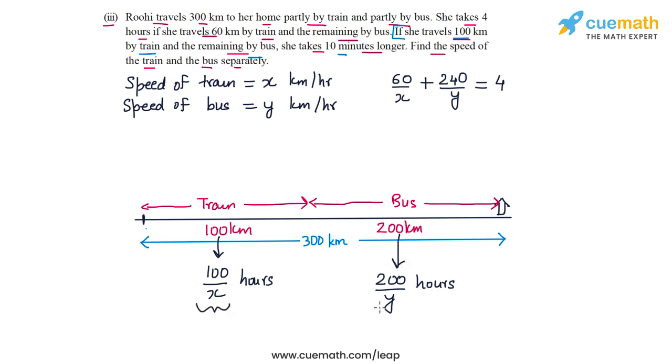And now the total of these two times should be 4 hours and 10 minutes. 10 minutes is 1/6 of an hour, so 4 and 1/6. So this should be the total time of the journey. And from here, we can get our second equation, which we can write as 100 by x plus 200 by y is equal to 4 and 1 by 6, which I can write as 25 by 6. So this is the second equation in x and y.